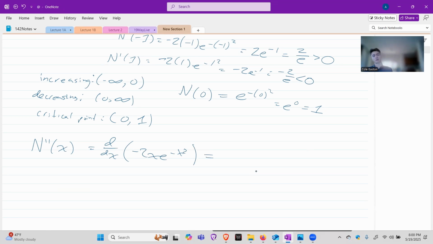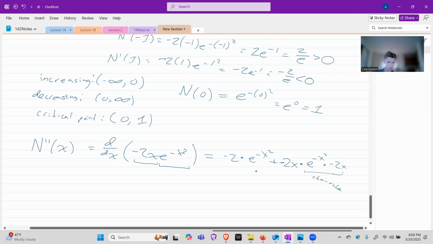And how are we going to do this? Well, this is the product of two functions, so we're going to use product rule. So we have the derivative of the first, the derivative of -2x, right? I'm splitting it like this. So it's -2 times the second, plus the first, so plus -2x, right? Times the derivative of the second, so times e to the -x squared times -2x, right? In order to take the derivative of that second part, we had to do chain rule here. Okay, so let's try to simplify this a little bit.